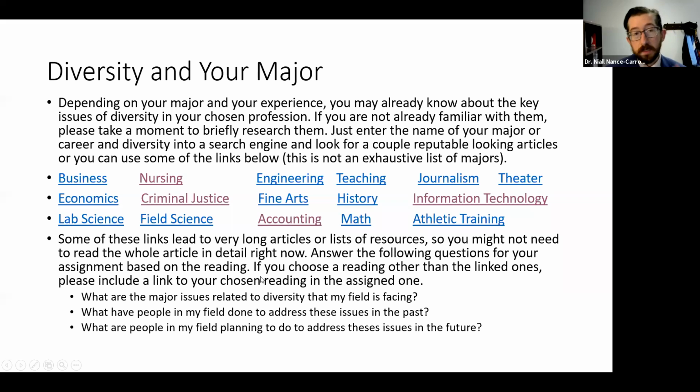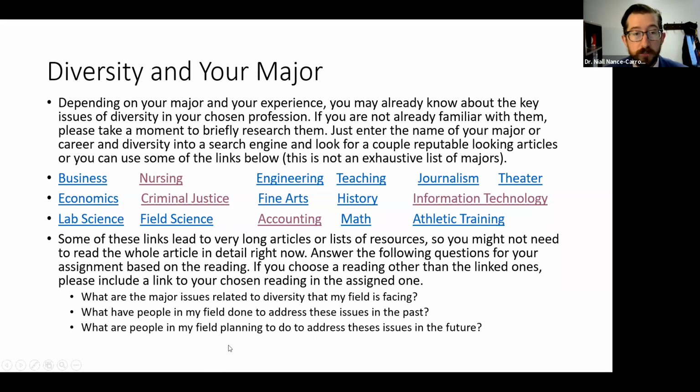So the first one is diversity and your major. As you're probably familiar with, if you're looking at UNIV, we've got chapter 5, academic and career development in college. Chapter 6, diversity and global citizenship. So they will be moving from career development into looking at diversity, and this assignment is designed to take them directly there.